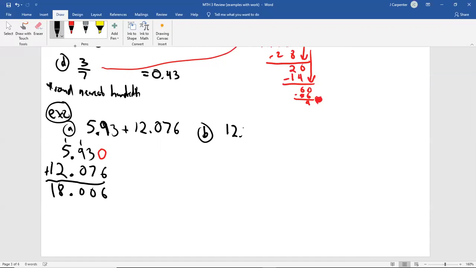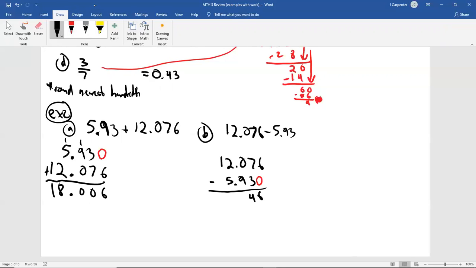Let's swap the numbers and subtract them. 12.076 minus 5.93. So 12.076, 5.93. Make sure you're lining up the decimal. Really a good idea to have this 0 in my opinion, but again, some people will argue you don't need to see it. 6 minus 0 is 6. 7 minus 3 is 4.